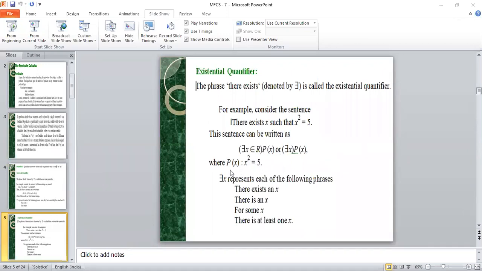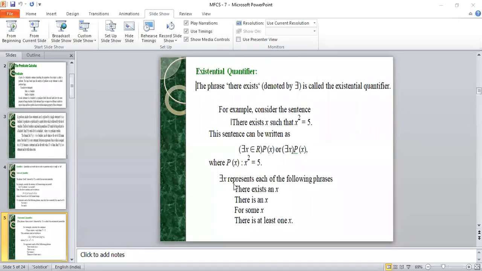So P of x is x square equal to 5. For a given value of x, this relation gives a truth value. Whichever real number we take, 1 or 2, those numbers belong to the real numbers. So there exists x belongs to R, where the statement is x square is equal to 5.